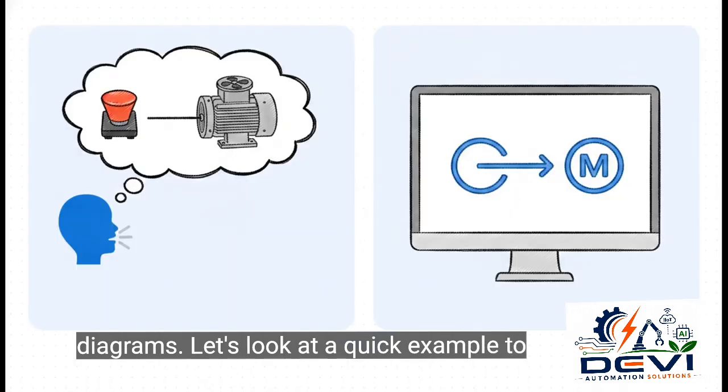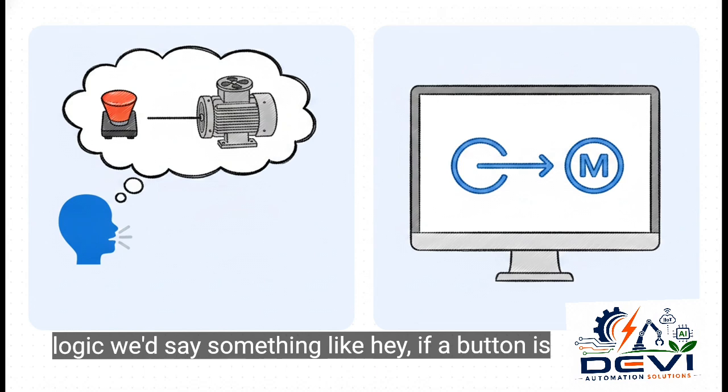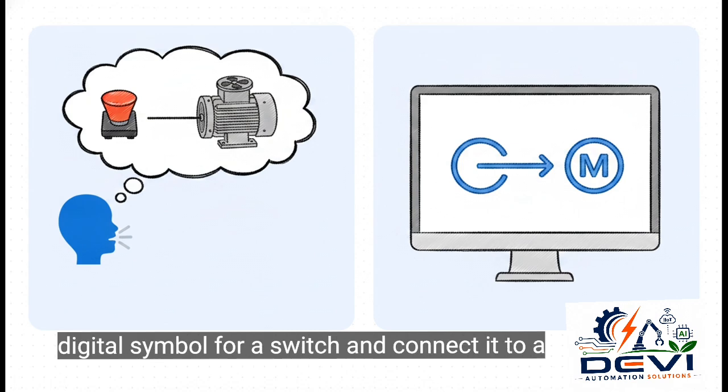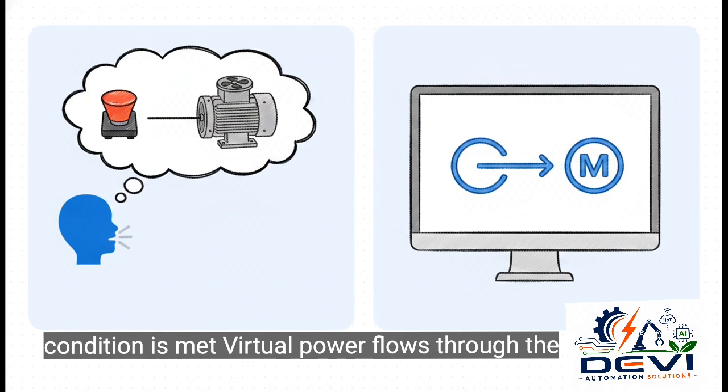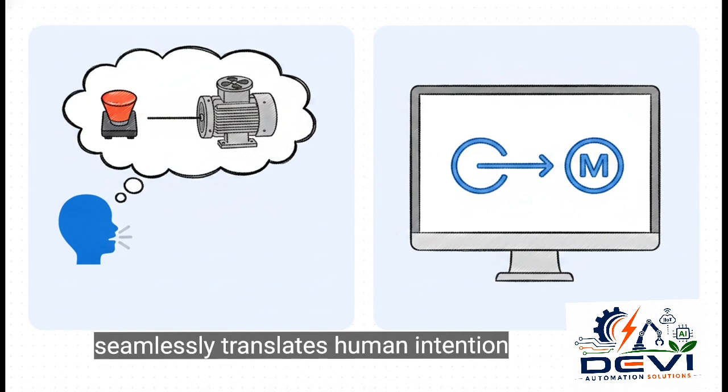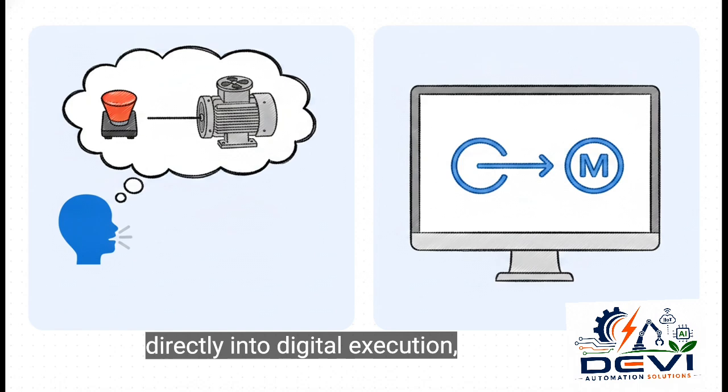Let's look at a quick example to see how this translates. In basic human logic, we'd say something like, hey, if a button is pressed, turn on the motor, right? Well, in PLC logic, you simply drag and drop a digital symbol for a switch and connect it to a digital motor on your screen. When that input condition is met, virtual power flows through the logic, and boom, the output fires. It seamlessly translates human intention directly into digital execution.